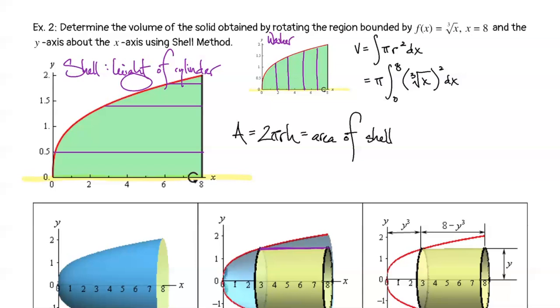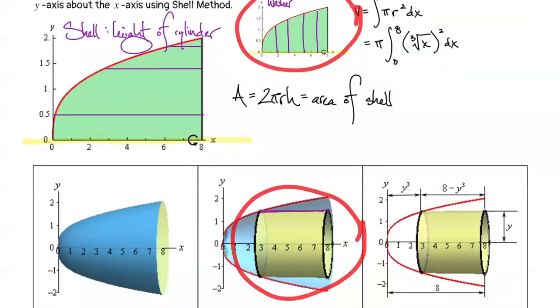And yes, all of these things are very similar. Disc method, washer method, they are similar. We're finding the volume of a shape, but what's different is how we split it up. Are you cutting things into a bunch of circles, or are you making a bunch of nested cylinders? That's the difference, okay?